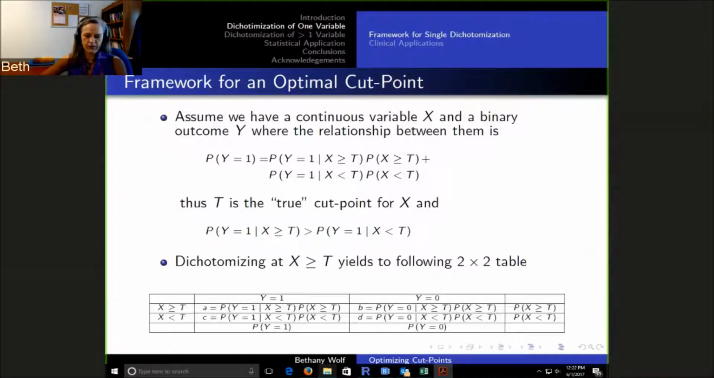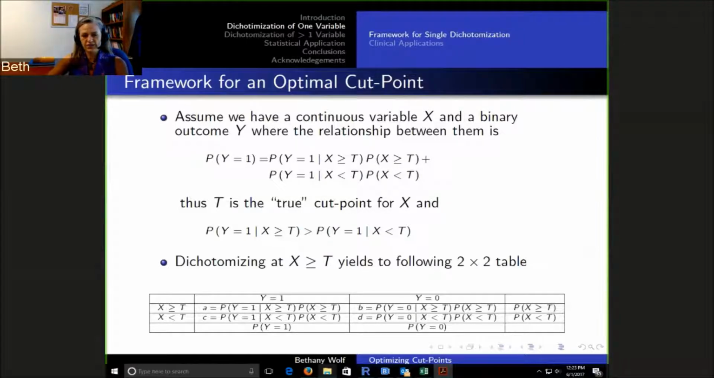Again, we're back to where we have a single continuous variable x and a binary disease outcome y. We can define the relationship between x and y in this framework where the probability that y equals 1 is equal to the sum of two terms: the probability that y equals 1, given that x is greater than some value t, times the probability that x is greater than t, plus the probability that y equals 1, given that x is less than t, times the probability that x is less than t. In this framework, t is the true cut point for x.